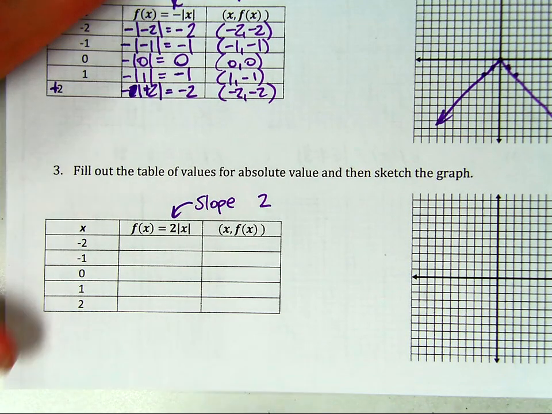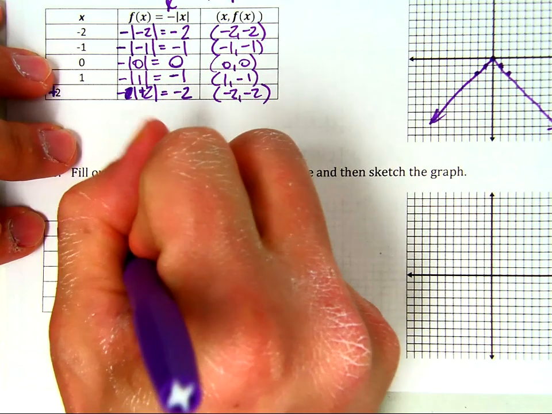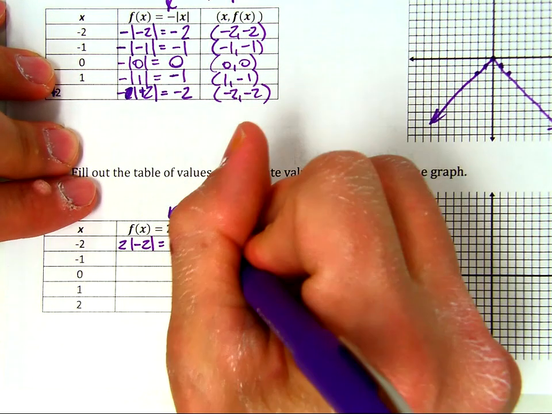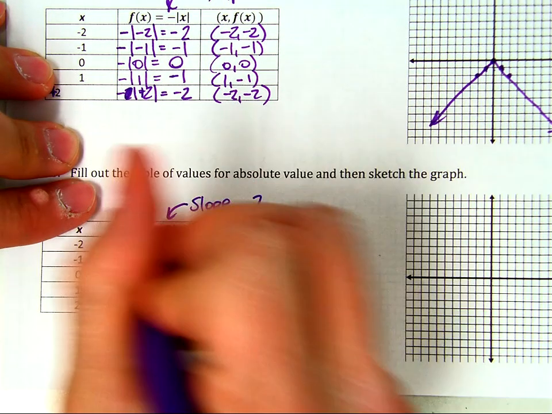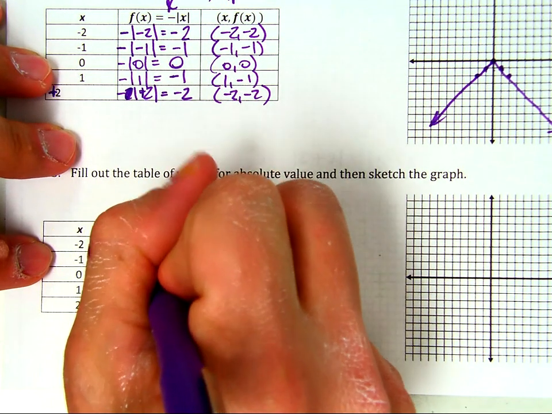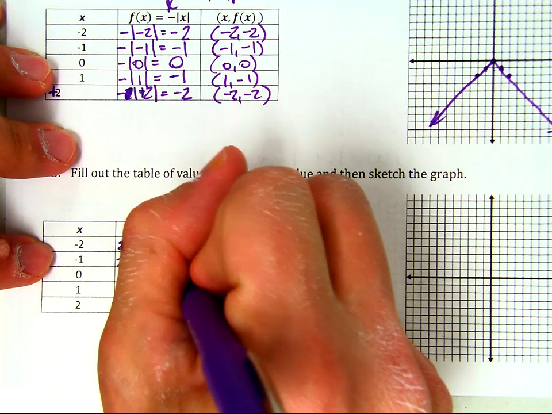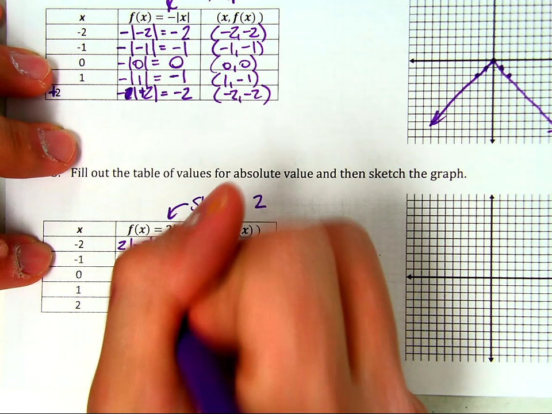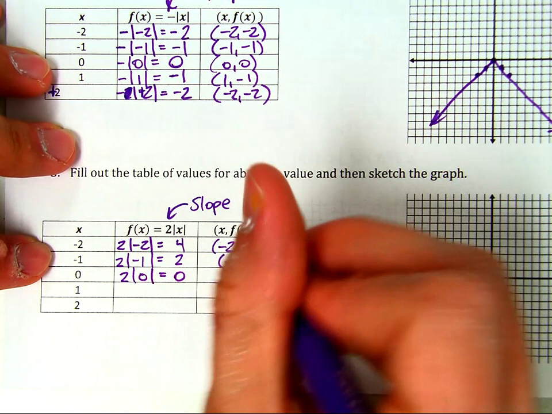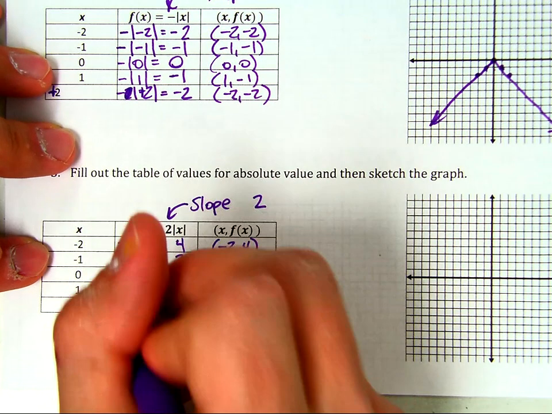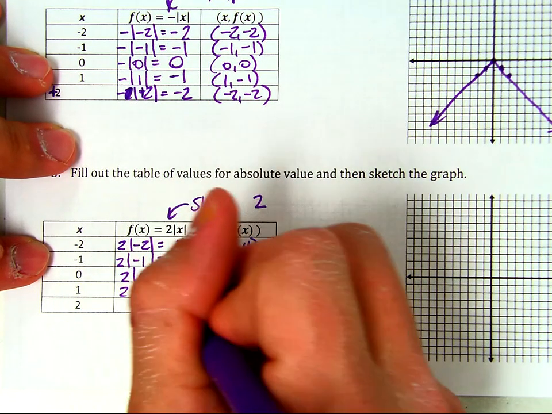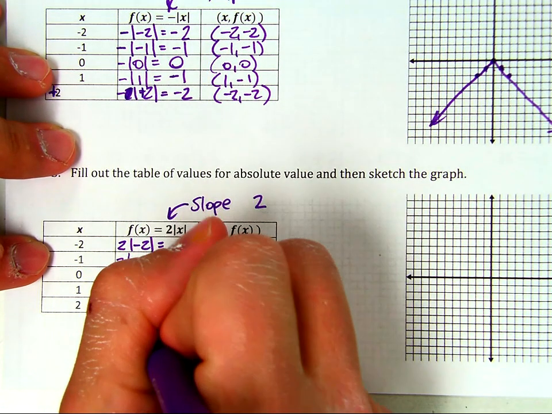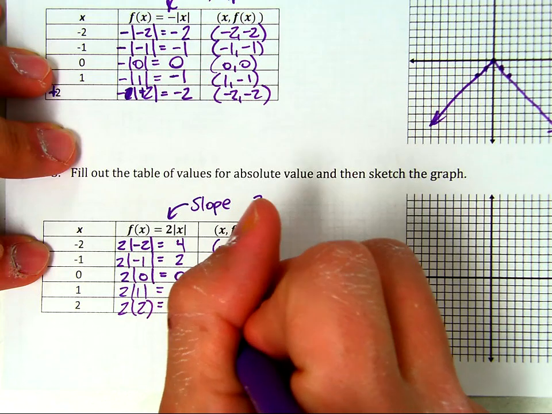So let's go ahead and fill out our table of values, and then we'll take a look and see what points we have. So here we're going to say 2 times the absolute value of negative 2. This is 2 times 2, which gives us 4. So I have the ordered pair negative 2, 4. This is 2 times the absolute value of negative 1, which is 2 times 1, which is 2. Right here we have 2 times the absolute value of 0, which is 2 times 0, which is 0. Here we have the absolute value of 1, which is 1. So 2 times 1 is 2. And here we have 2 times the absolute value of 2, 2 times 2, which is 4. So we get the point 2, 4.